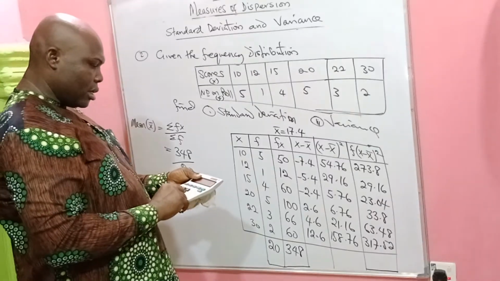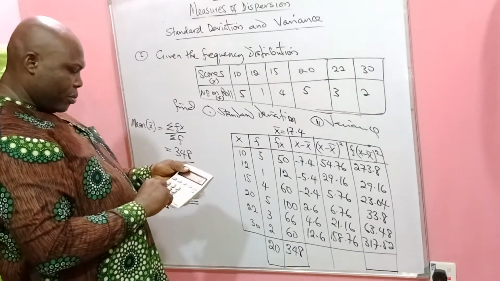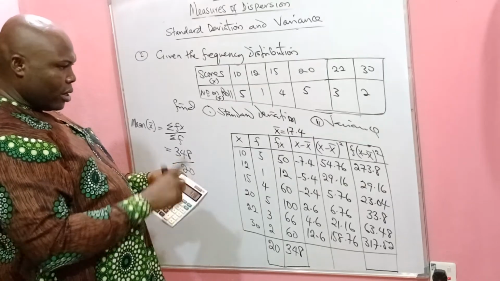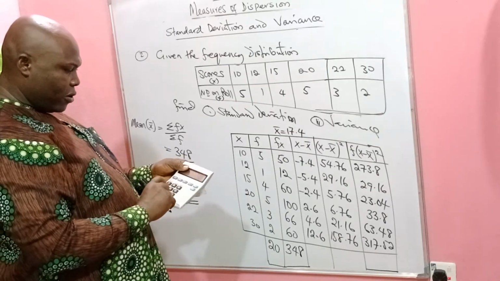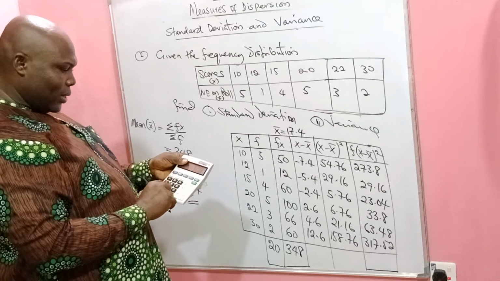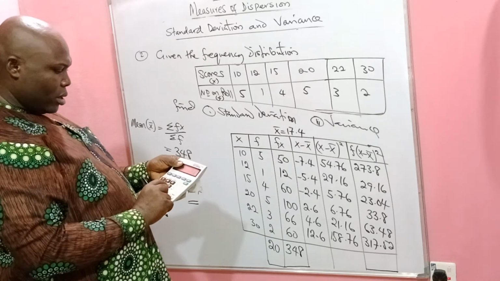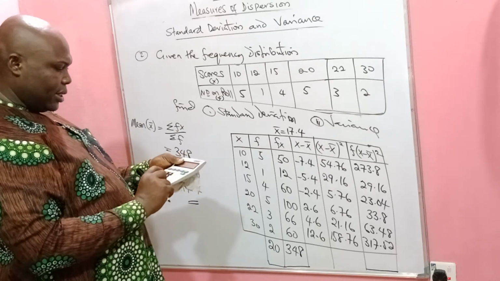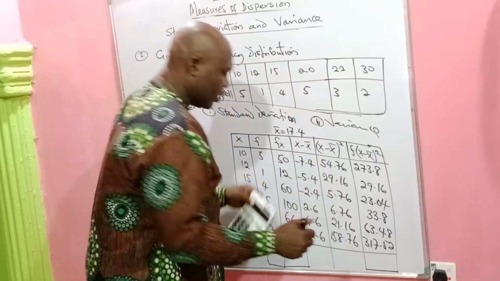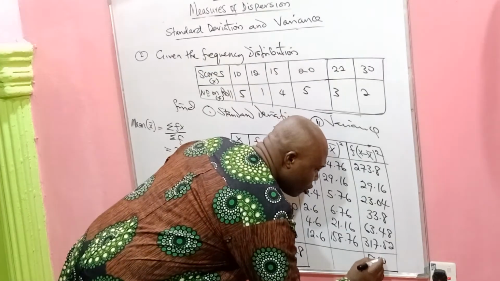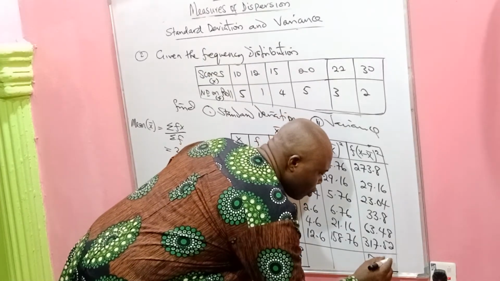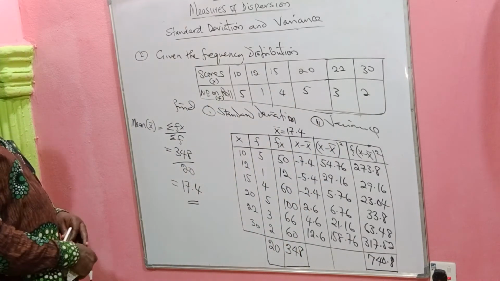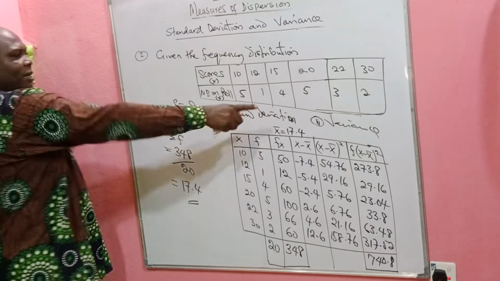Now, adding up: 63.48 plus 33.8 plus 23.04 plus 29.16 plus 273.8. So we have 740.8. With this, we can easily find the mean, the standard deviation and the variance.